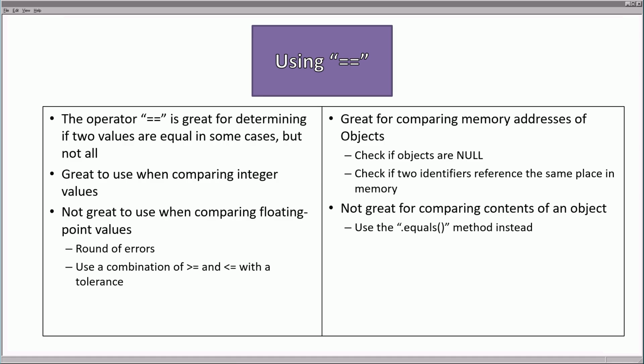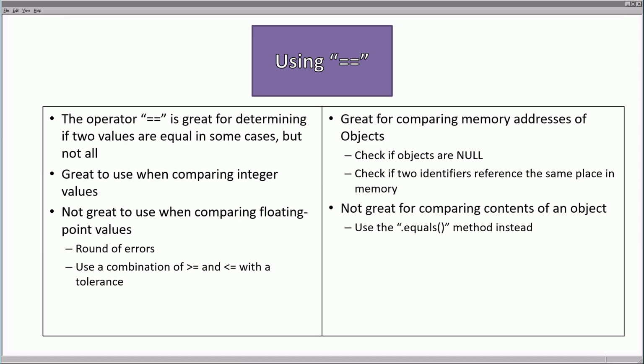It's always a good idea, whenever you're using double values, to use a combination of greater than or equal or less than or equal to with some sort of tolerance. In other words, a plus or minus value. So if it's close enough to the value, then we consider that value to be equal.